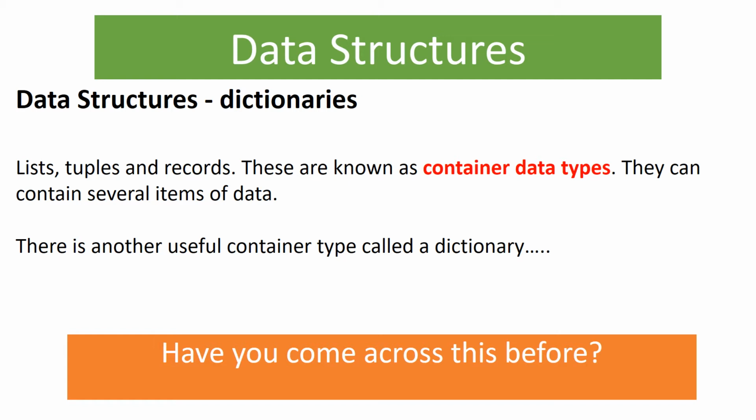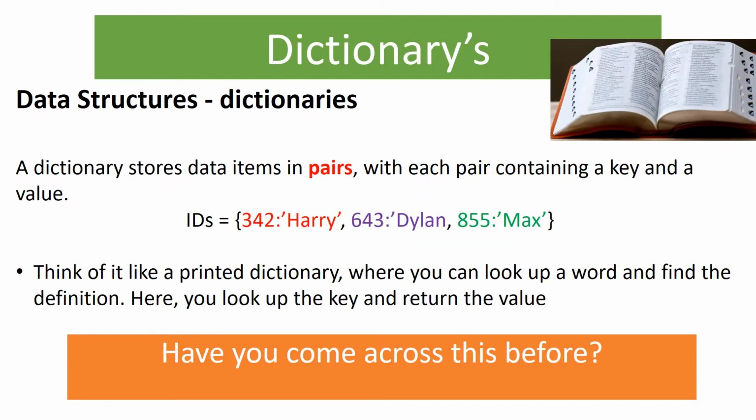A dictionary doesn't have more than one type of data. A dictionary can only store pairs of data, with each one of those being a key. Remember, each of those keys should be unique. Here's an example. You've got 342 saved as Harry. That is a pair. And 3643 is Dylan. That is a pair as well. Think of it like a dictionary. When you look up a word in the dictionary, you have the definition with it. We're assuming that all words have one definition here though.